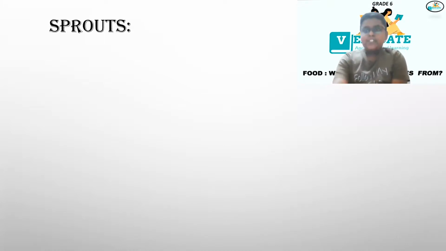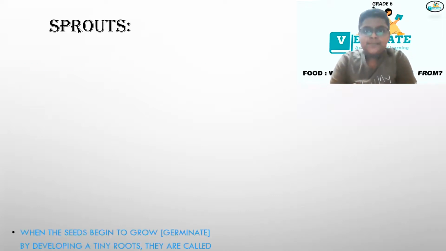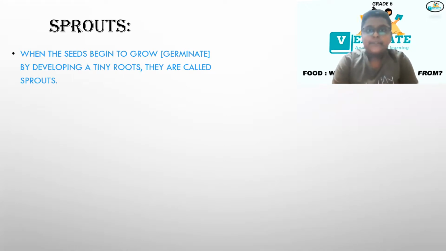So yeah, let's learn about sprouts. When the seed begins to grow, that means it germinates. When the seed germinates by developing tiny roots, they are called sprouts. So when a seed starts to grow or germinate with tiny, very small roots, they are called sprouts. Not a plant, a sprout.